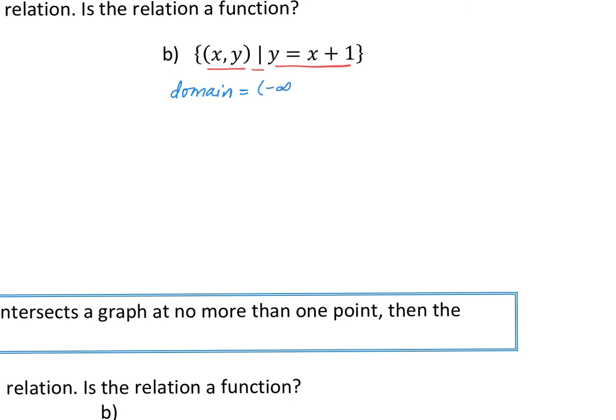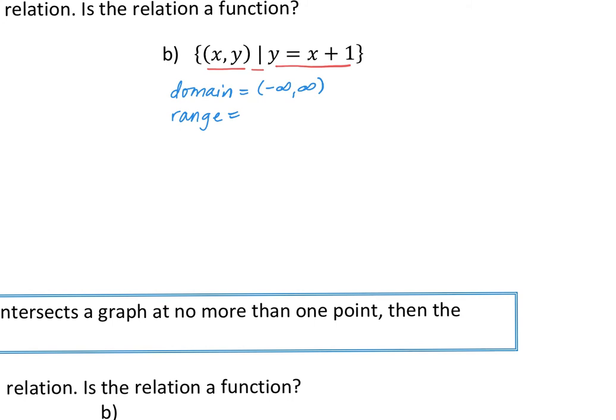I can put in any value for x. I've got no problem with negatives, positives, 0, nothing. Range is a little bit different because it depends on the x's that you put in. Well, let's think about this. If I put in any number for x, I'm just adding 1 to it. So my y's that I get back when I put in my x values will also be all real numbers. I'll get everything.